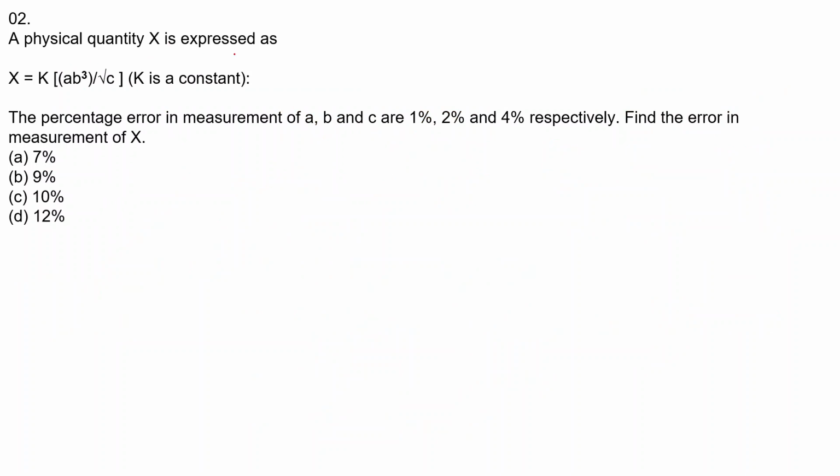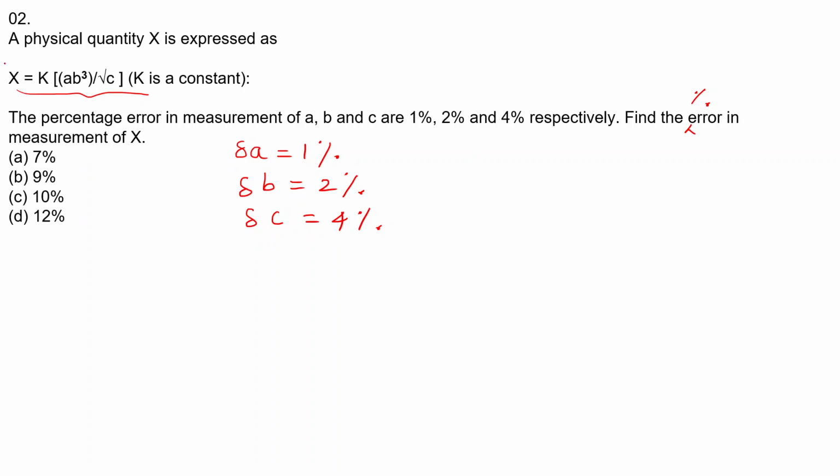A physical quantity X is expressed as, this is the formula. The percentage error in measurement of A is 1%, percentage error in measurement of B is 2%, and the percentage error in measurement of C is 4%. Find the error in measurement of X. So this error they are asking is also percentage error because the answers are given in percentages.